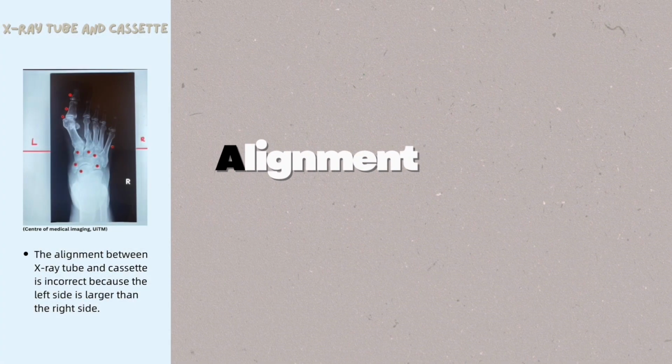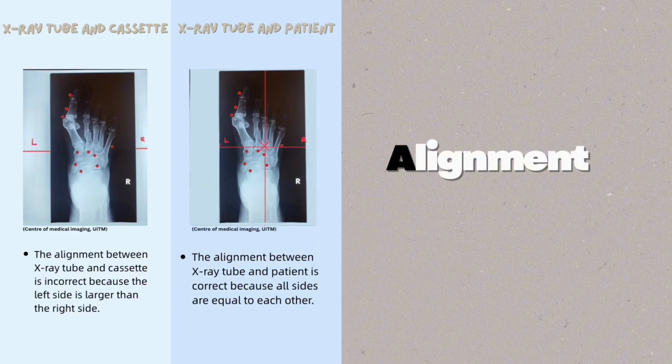Next, A in placement stands for alignment. First, for this radiograph, the alignment between X-ray tube and cassette is incorrect because the left side is larger than the right side. The alignment between X-ray tube and patient is correct because all sides are equal to each other.